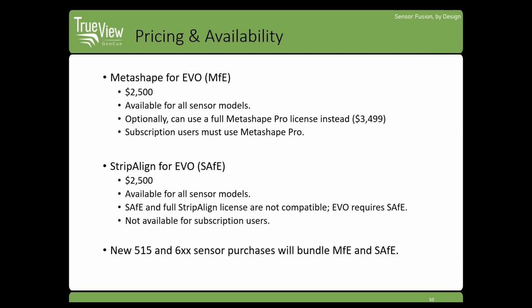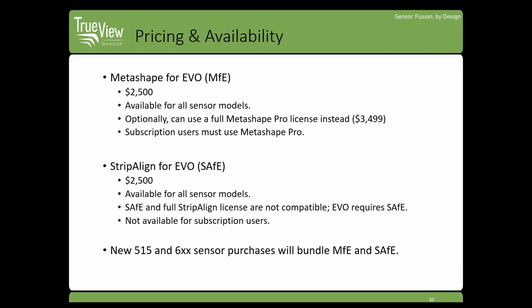So for MFE, it is available for all sensor models. You can use a full Metashape Pro license, which we're an Agisoft reseller, so you can purchase through us, or you may already have a full license. It's just under $3,500, and you would not use MFE. So we're very tightly integrated with that workflow. If you have a full Metashape Pro license, you can use that instead of MFE. If you're a subscription user, if you're renting a TrueView system, then you do have to use the Metashape Pro, the full Agisoft license. There's no rental version of MFE.